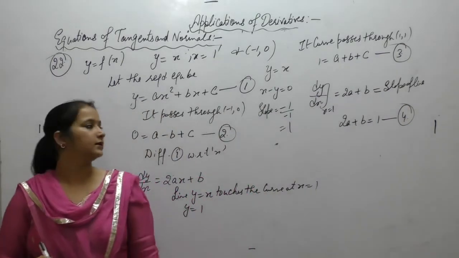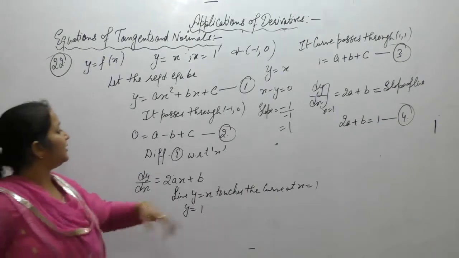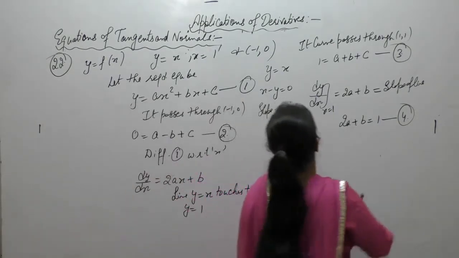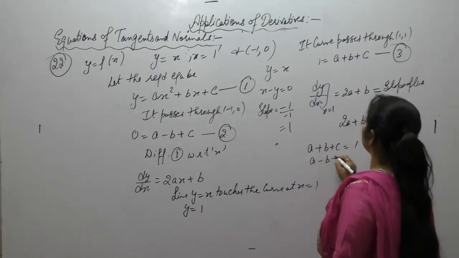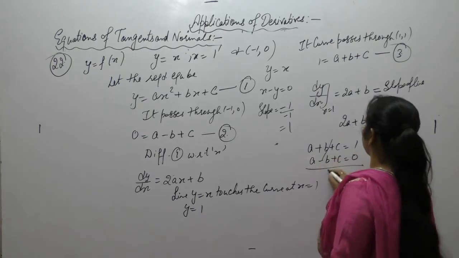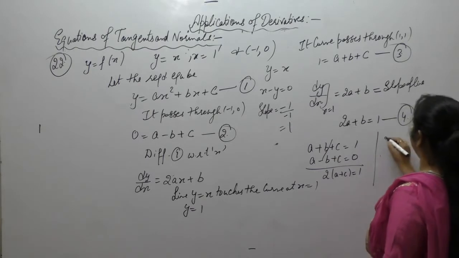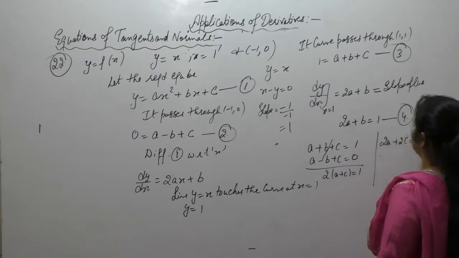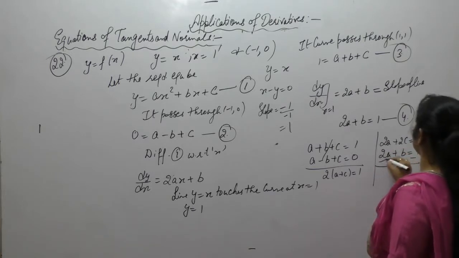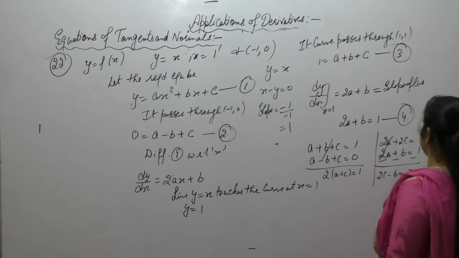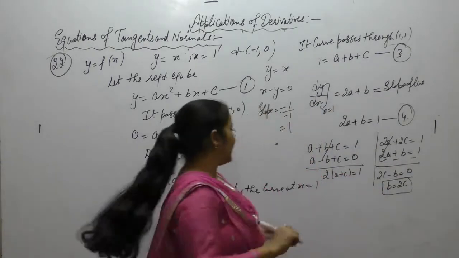Clear up to here? Now we have 4 equations. Now solve equation second, third and fourth. A plus b plus c is equals to 1. A minus b plus c is 0. So 2 times a plus c is 1. From here we get 2a plus 2c is equals to 1. 2a plus b is equals to 1. So 2c minus b is equals to 0. So b is equals to 2c. Put the value.